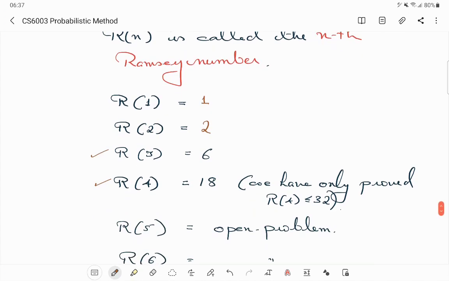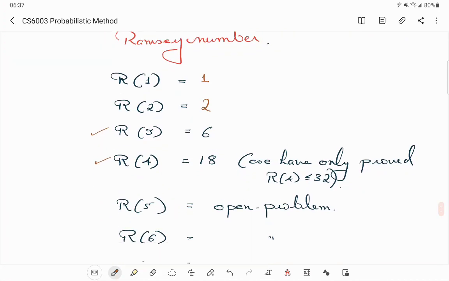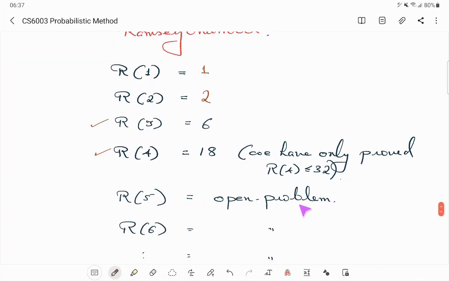Okay, by the way, even the next Ramsey number R5 is still an open problem. In fact, anything larger than this is an open problem. You know that this R5 is somewhere in the range, I think 43 to 48 and so on, but you don't know this value exactly.